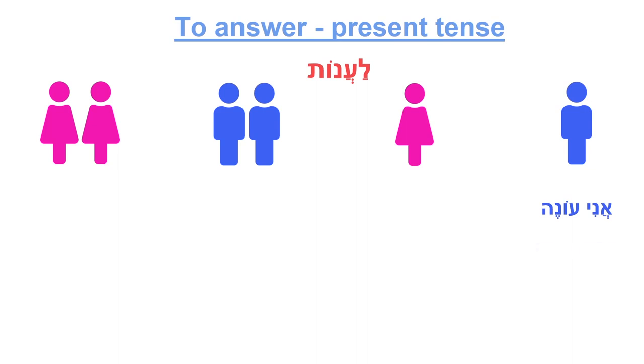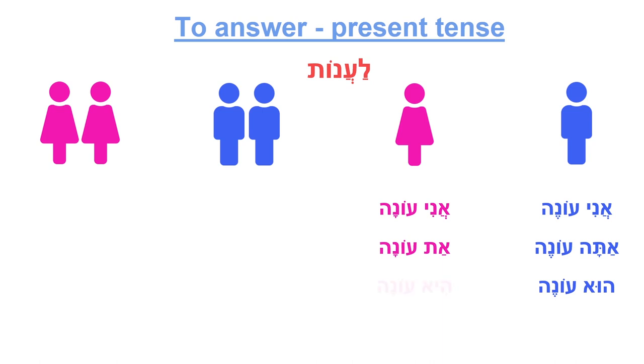Ani one, ata one, hu one. I answer, you answer, he answers. Feminine singular. Ani ona, at ona, he ona. I answer, you answer, she answers.